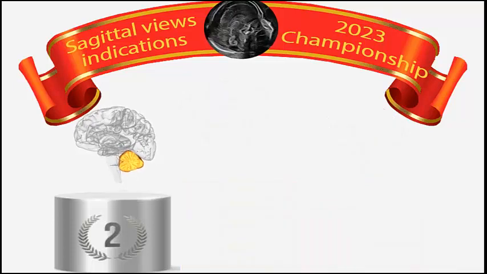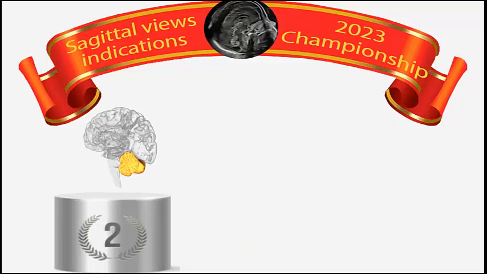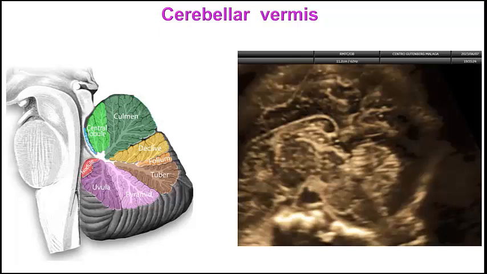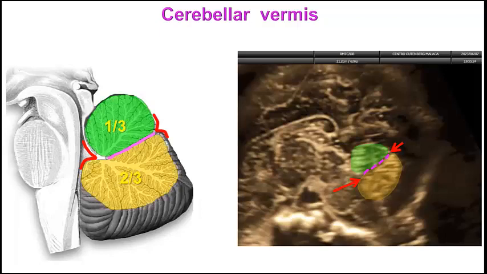The second main contribution of the mid-sagittal plane is for a comprehensive assessment of the cerebellar vermis. For the assessment of the vermis, we need the sagittal plane. As you know, the cerebellar vermis has 9 lobes, and in prenatal ultrasound we can distinguish the fastigium of the fourth ventricle and the indentation of the primary fissure that divides the vermis in 2 portions. The superior portion should be 1/3 and the inferior portion should be 2/3 of the total area of the vermis. This is the vermis ratio.